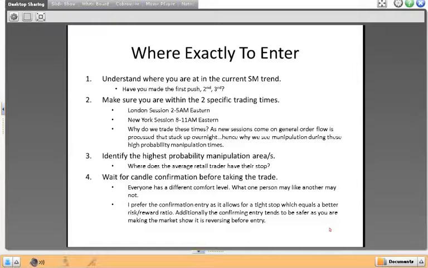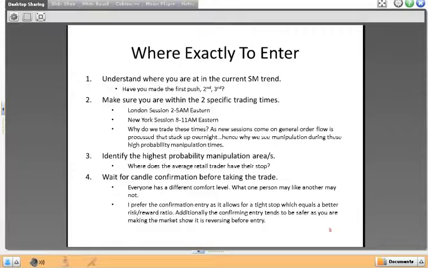So they're going to push the market above highs, or push the market below a low. As they push above a high or below a low, they collect the stops and thus trend the market in their direction. The reason it's pushed through at the beginning of the day is because that's when they start their trends. Therefore, they're going to manipulate before they start their trends. So again, that second point, make sure you're within the 2 specific trading times. That's very important, especially when just starting out.